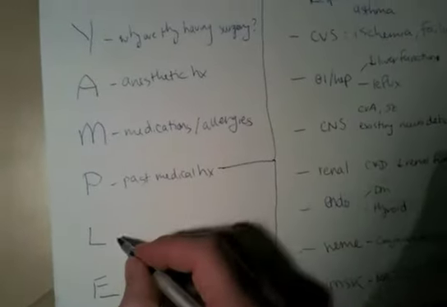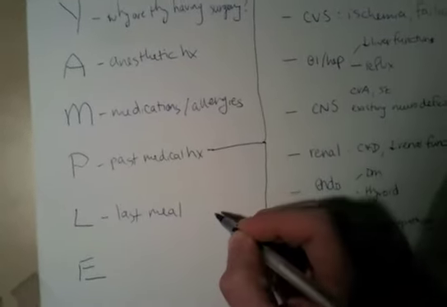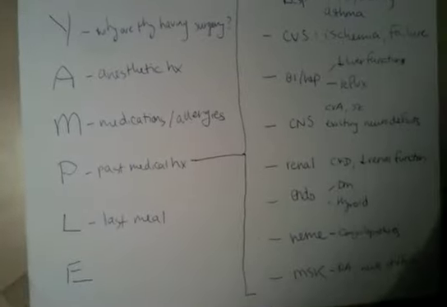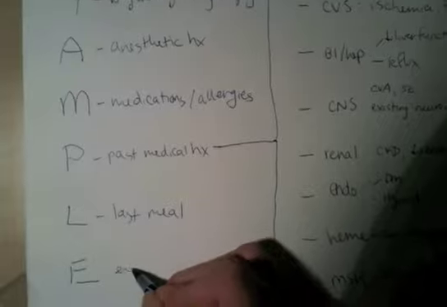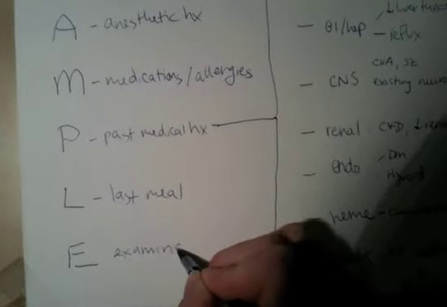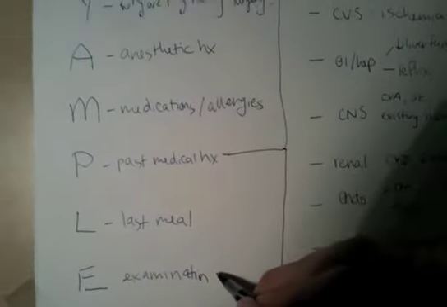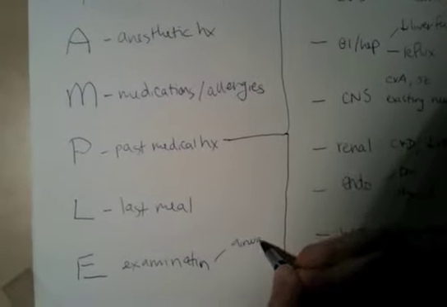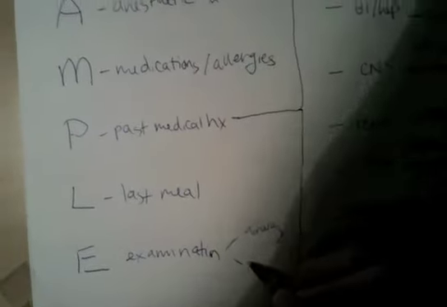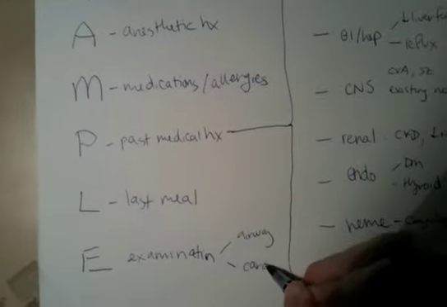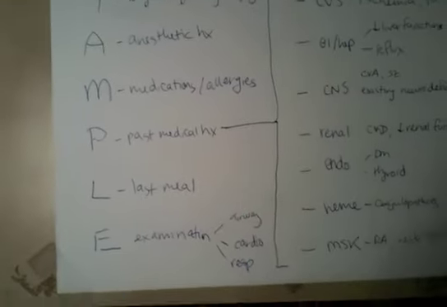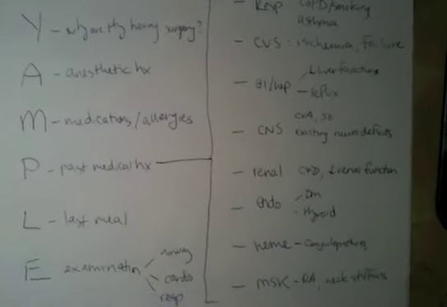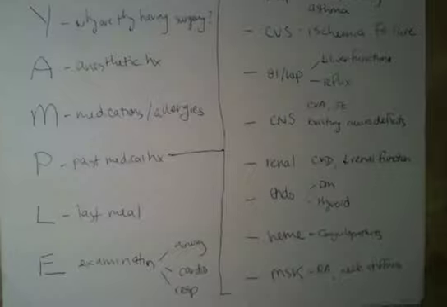The L in AMPLE is when was their last meal. You just want to confirm that they've been NPO for a significant enough time. And then E is our physical examination. And we can talk in another video about the airway exam. And then you usually want to do just a quick cardio and respiratory exam as well, just to confirm that their status is what they say it is on their history.